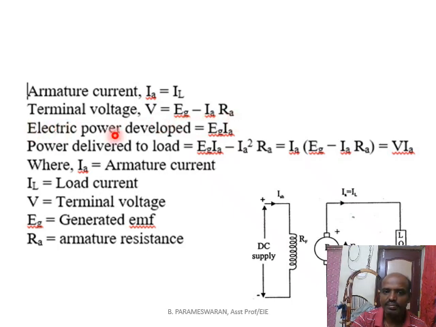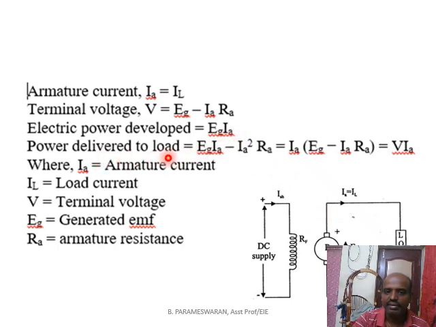So what is the electrical power developed? It is the generated EMF into Ia. That is, power is nothing but V into I. Here the EMF generated is Eg and the current flowing through the armature is Ia. That's why we are writing Eg into Ia.